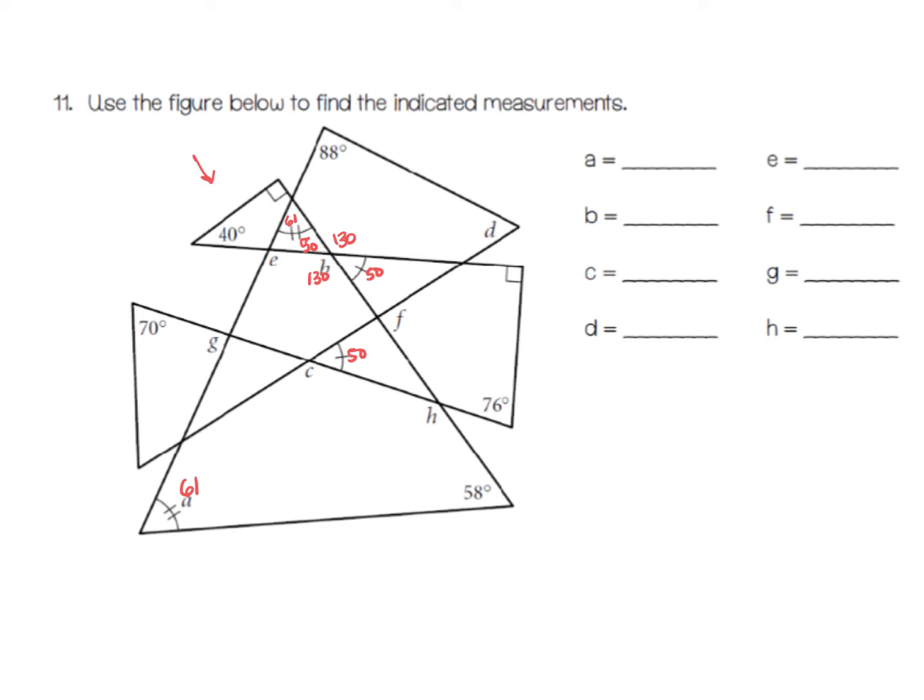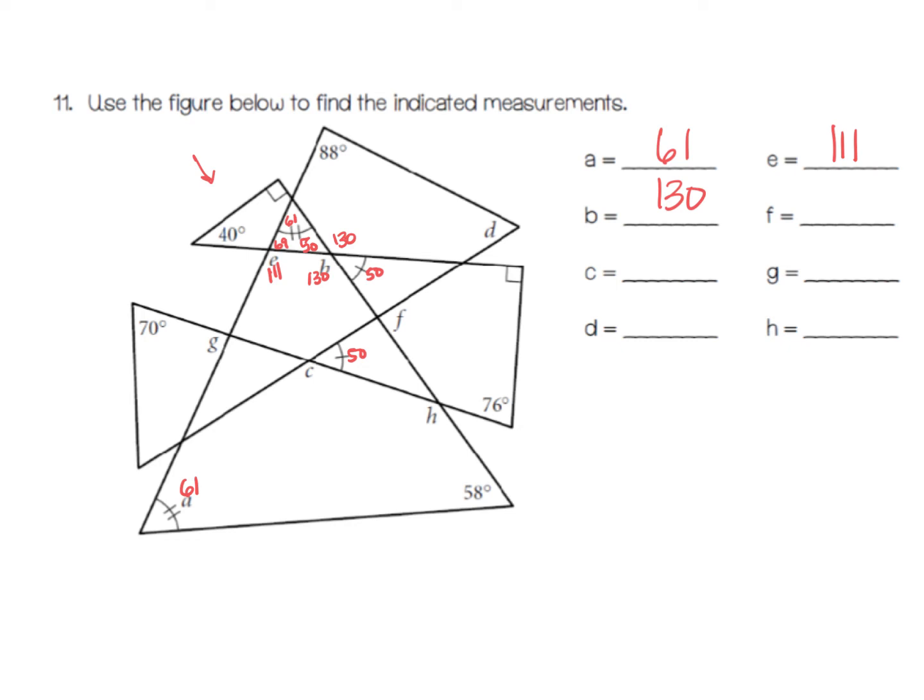Okay, so now I can find my missing angle in that little teeny tiny triangle there. So 180 minus 61 minus 50 gives me 69. So this little tiny angle here is 69, which makes E then 111. All right, so now let's fill in what we know so far. So E we know is 111. We know A is 61. B we know is 130.